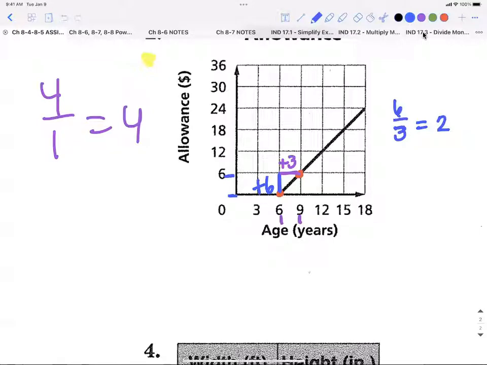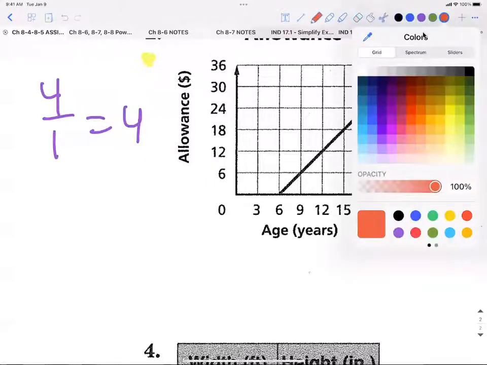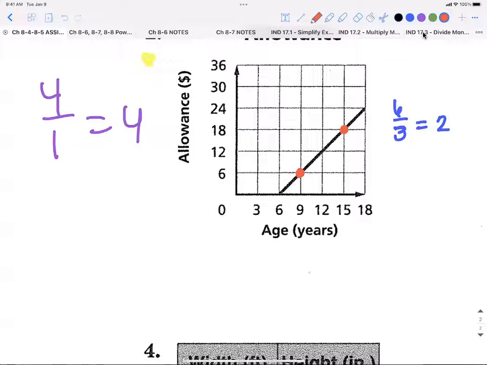What if I had picked, and I just want to show you this, this point and this point? My rise would be here to here, and my run would be from here to here. Make a triangle with your points. My rise here is from 6 to 18, which is a rise of plus 12. My run is from 9 over to 15, which is a plus 6. And when I write that as a fraction, I get 12 over 6, which reduces to 2. So you get the exact same answer. No matter what 2 points you pick, it's always going to reduce down to 2.